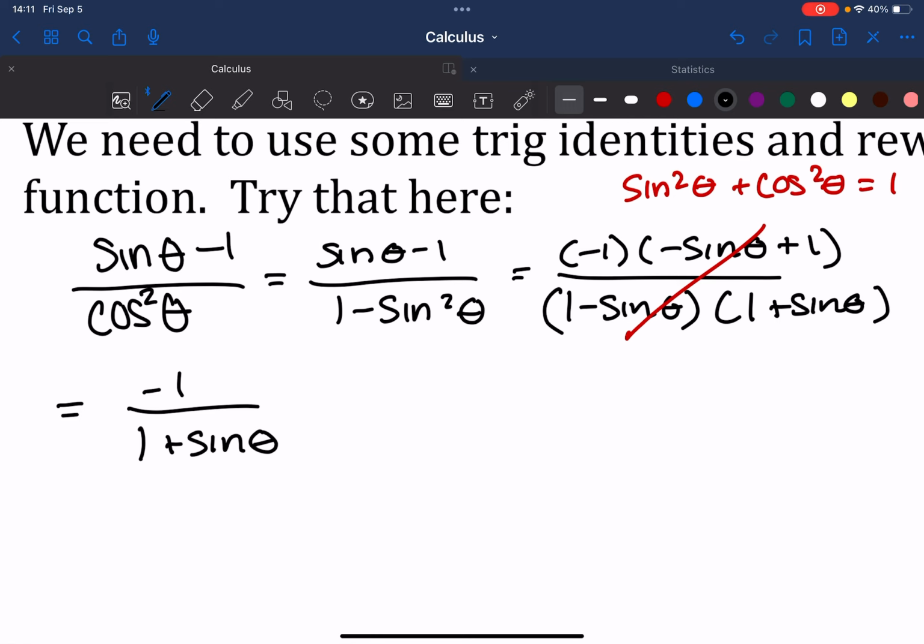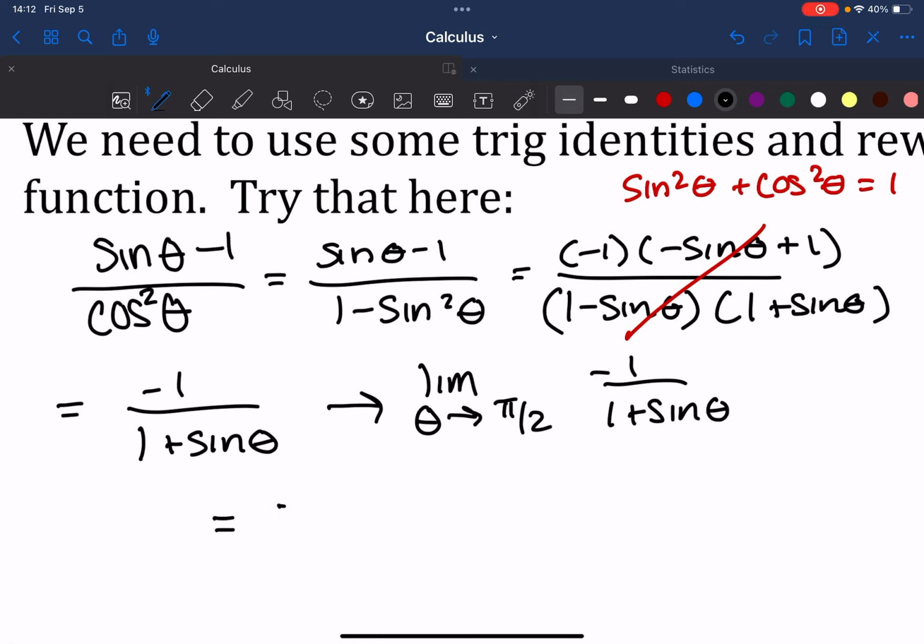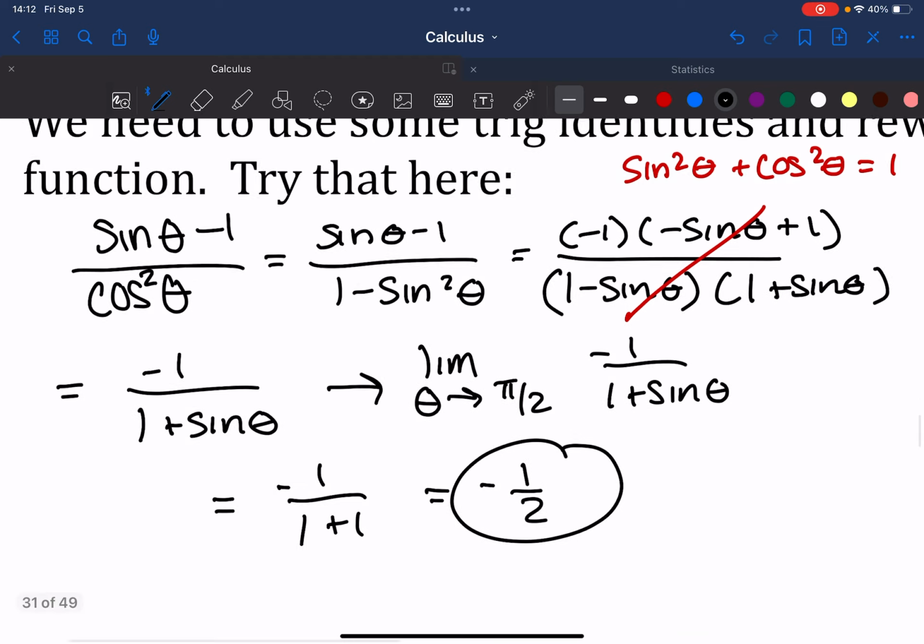Well, now if I try to take the limit of this, the limit as theta approaches pi halves of negative 1 over 1 plus sine theta, I actually will get an answer of negative 1 over 1 plus 1, which is negative 1 halves. So we're going to practice that skill in the next part.